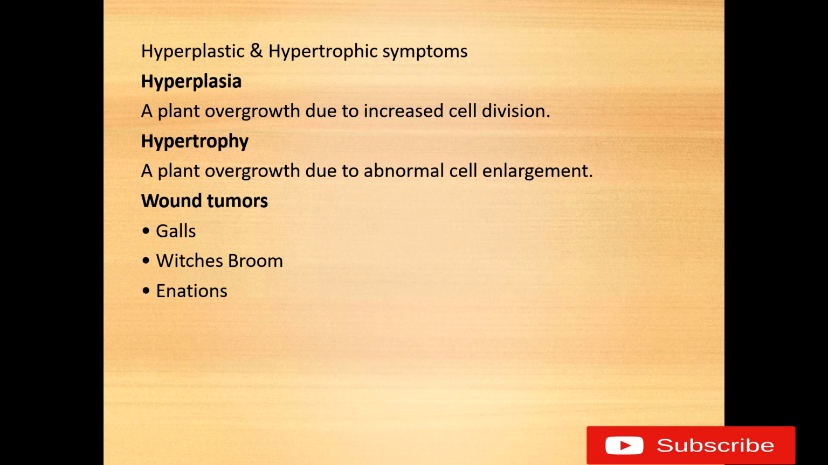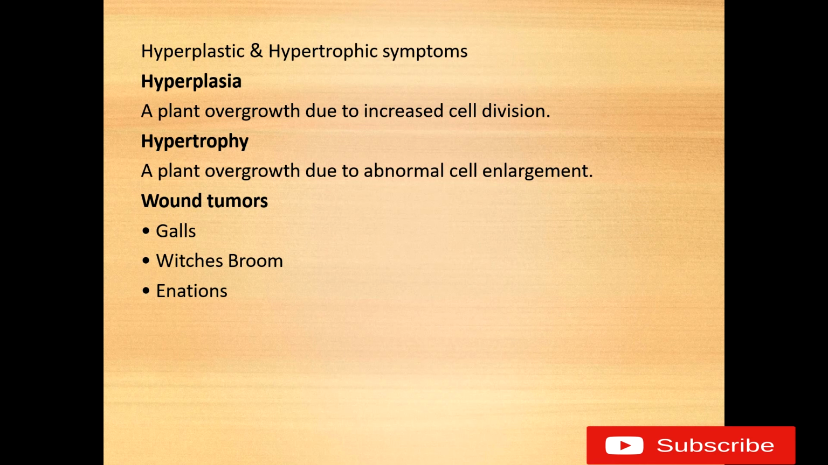And the hyperplastic and hypertrophic symptoms. Hyperplasia means, what does hyper mean? Something more than normal. So plant overgrowth due to increased cell division causes hyperplasia. Hypertrophy means plant overgrowth due to abnormal cell enlargement.